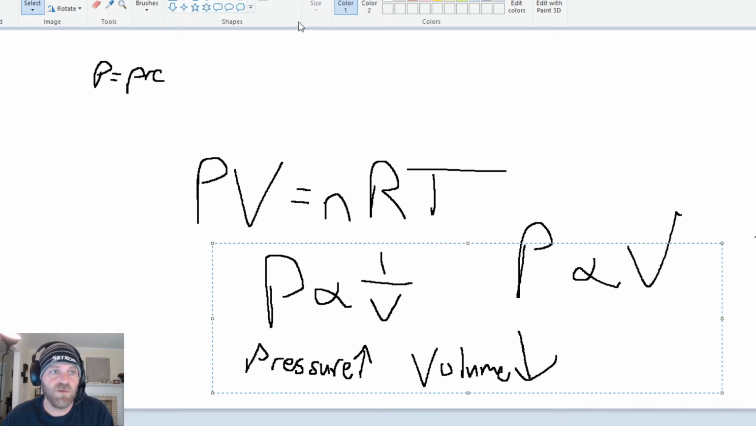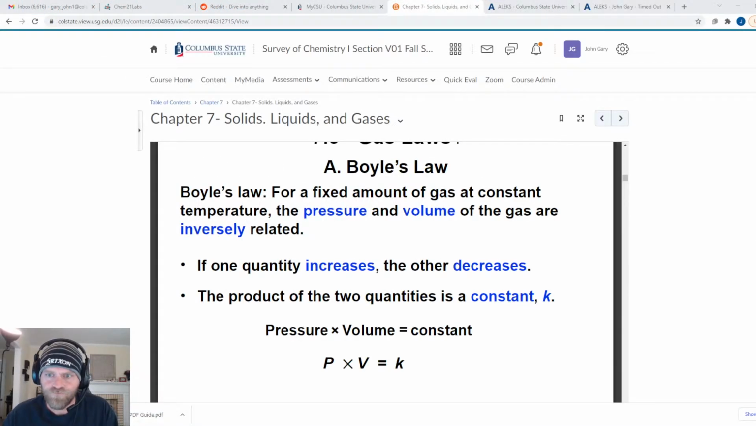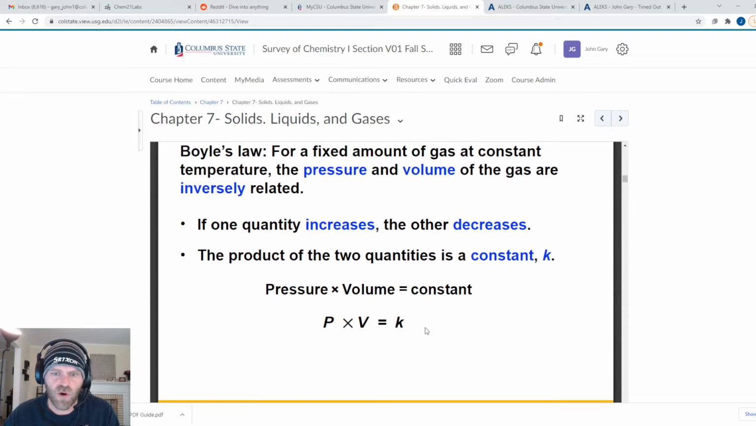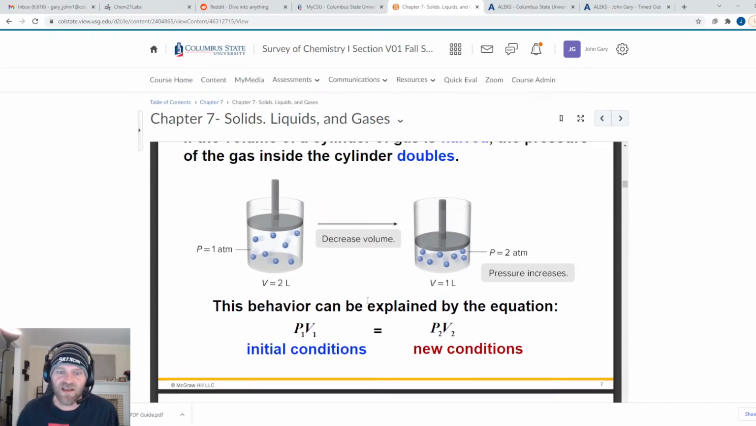And now let me tell you what it actually is. It actually is inversely proportional. And I think your slides actually probably do a better job of this. So let me go back there. So Boyle's law says that pressure and volume are inversely proportional. Inversely related, I should say. If one increases, the other decreases. And so they've got this little diagram here where you can see that, all right?